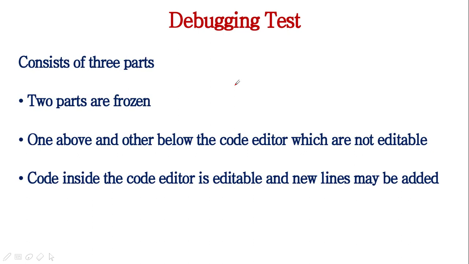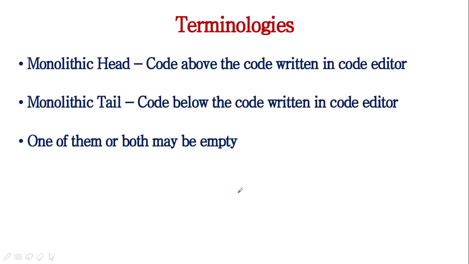A debugging test basically consists of three parts, in which two parts will be frozen and one part will be editable. The frozen parts are one above the code editor and the other below the code editor, and they will not be editable. They cannot change them. It's like tying their hands, so that they have to follow the particular concept and cannot deviate from it. This is the main objective of having a debugging question. The code inside the code editor will be editable, and they can either edit the lines which we have already added, or add new lines also.